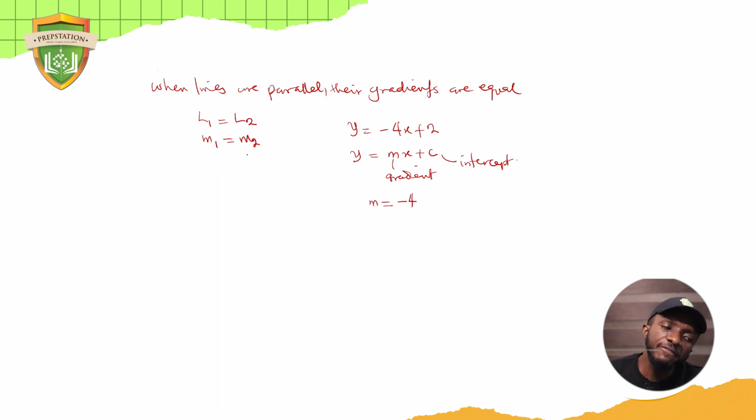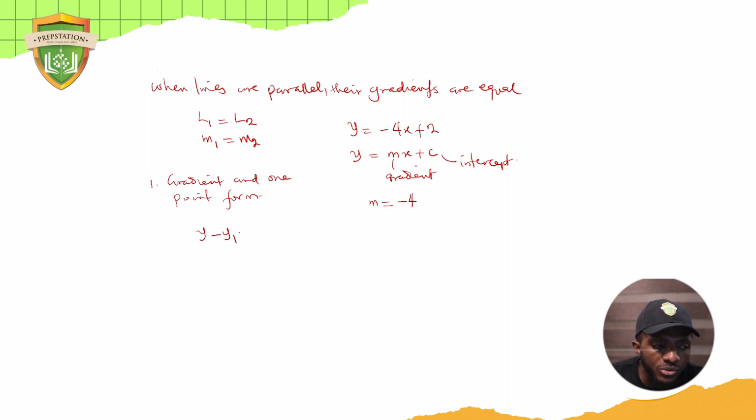Now, if you have the gradient, there are different ways of finding the equation of a straight line. One of those ways is what we call the gradient and one point form, and that's exactly what we're doing. Now, we already have the gradient. So, how do you find the equation of a straight line given the gradient and one point? It's quite simple. This is the formula.